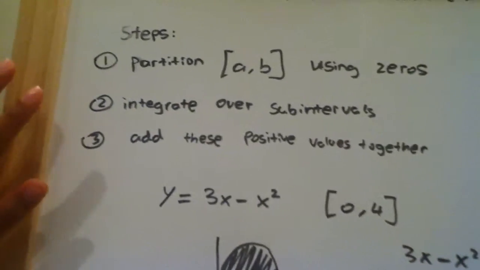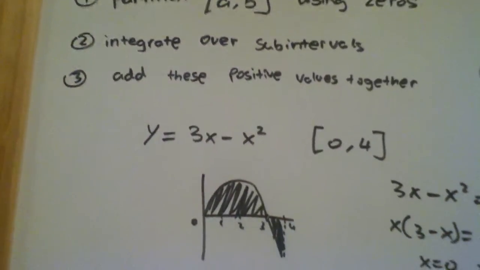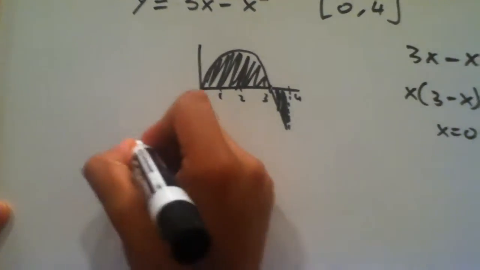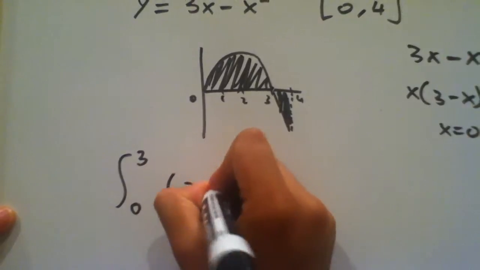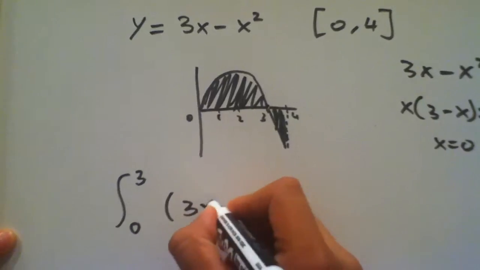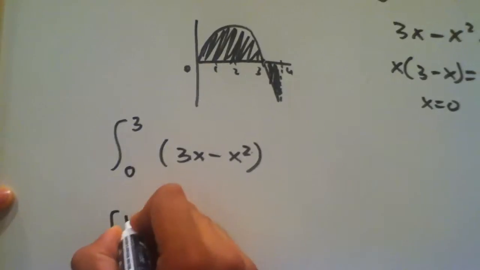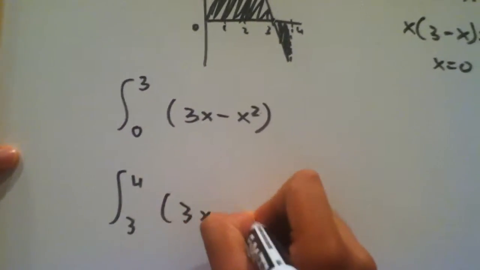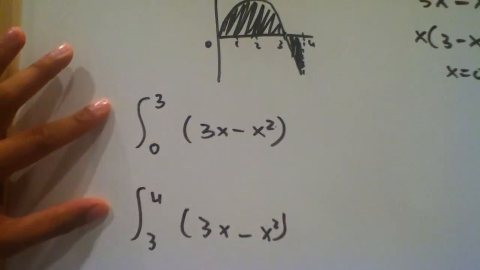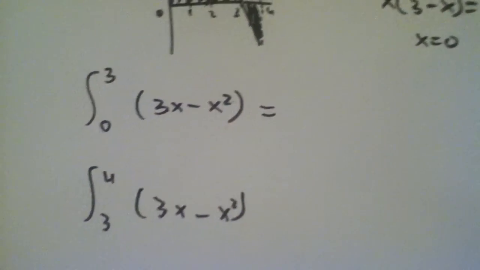So we've done the first part. We partitioned the interval using zeros. Now we have to integrate this over the subintervals. So you want to take the integral from 0 to 3 of 3x minus x squared, and then you want to integrate from 3 to 4 of 3x minus x squared. And this value, of course, is going to be negative, but we're going to ignore the negative, and then we'll add the 2 of these together. So now that we have a clear idea of what we're doing, let's actually do this.